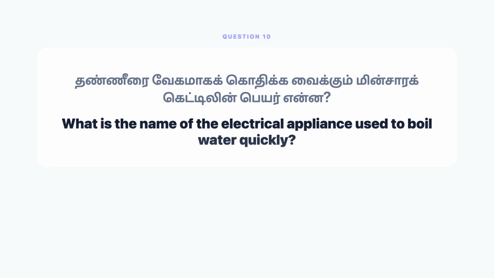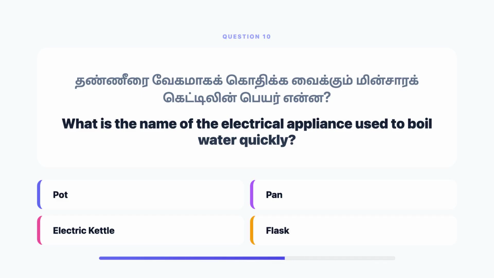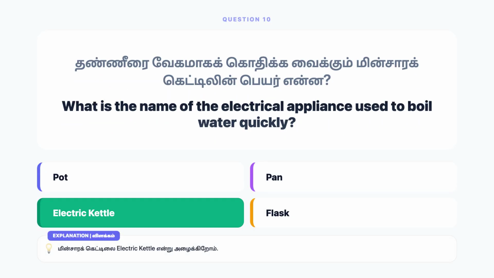What is the name of the electrical appliance used to boil water quickly? Pot, pan, electric kettle, flask. And the correct answer is electric kettle. Excellent. You got it right.